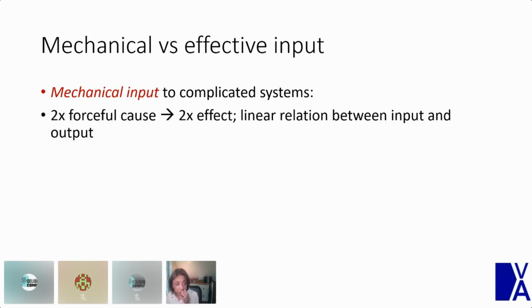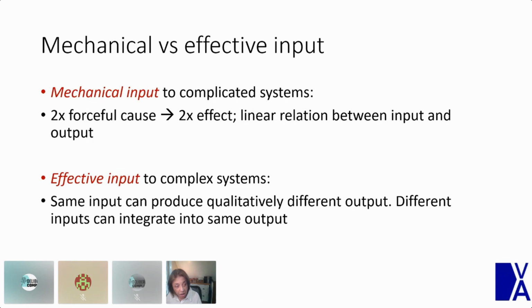So let's suppose that you look at it this way. When you talk about mechanical systems, twice the forceful cause usually gives you twice the effect. Twice the grains of sand give you twice the size of the sand dune. In the case of complex systems, the same input can produce qualitatively different output, and different inputs can integrate into the same output.